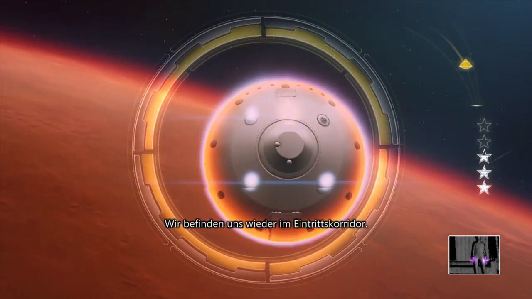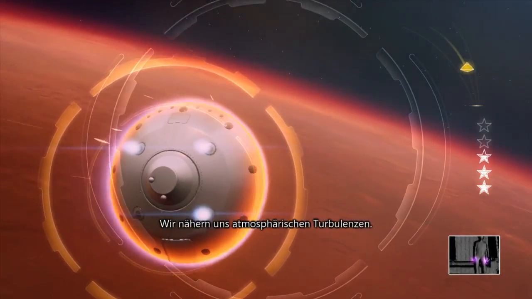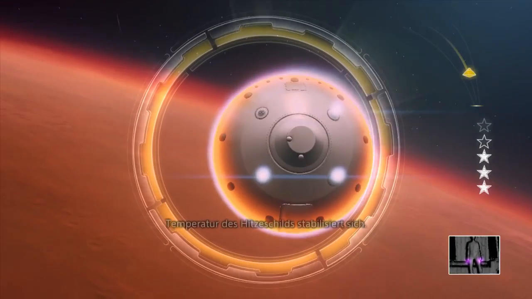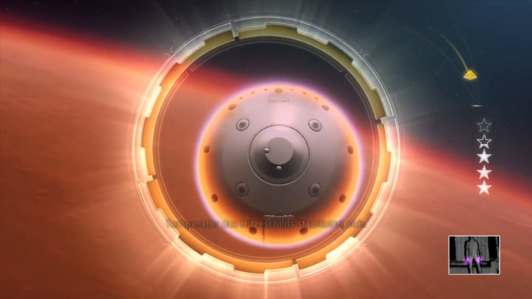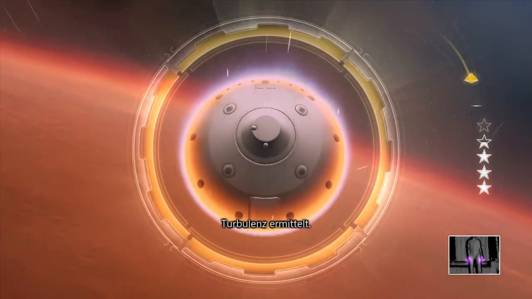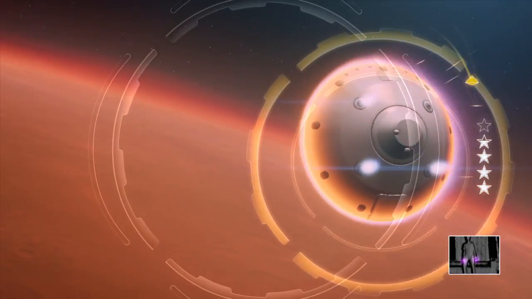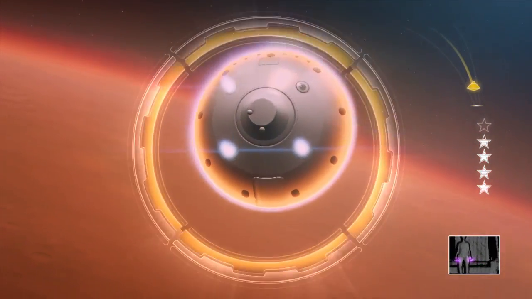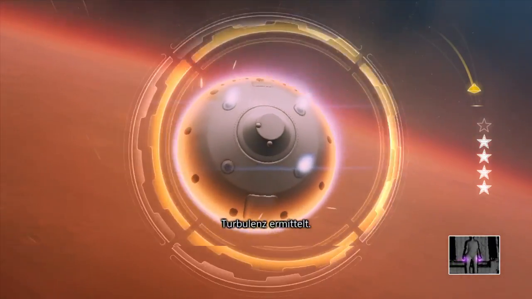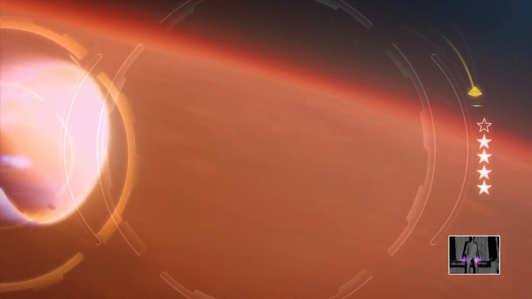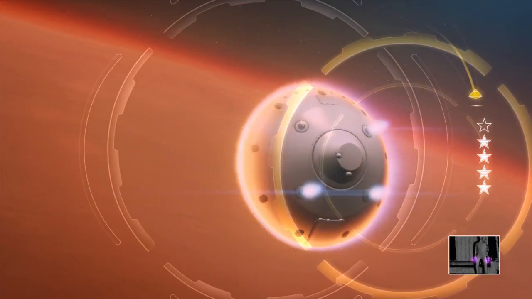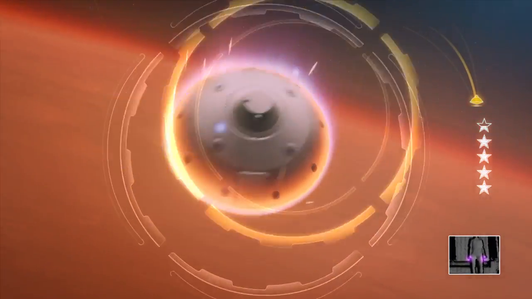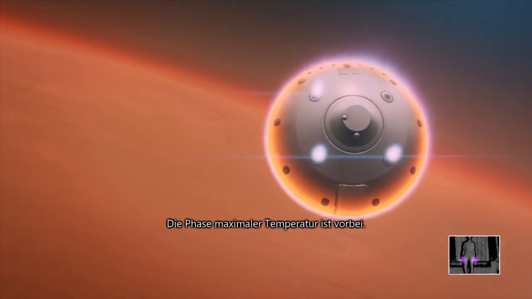We're back in the entry corridor. Approaching atmospheric turbulence. Heat shield temperature stabilizing. Detecting turbulence. The vehicle is past the period of peak heating.